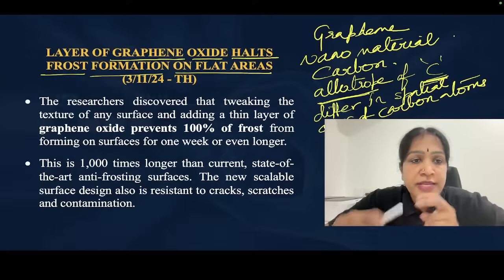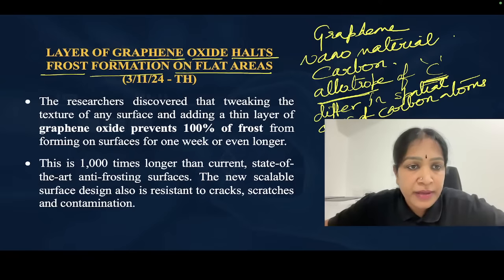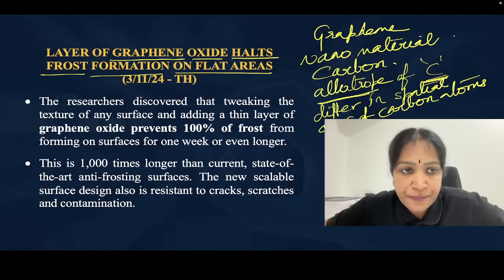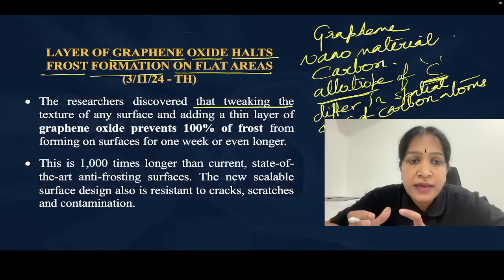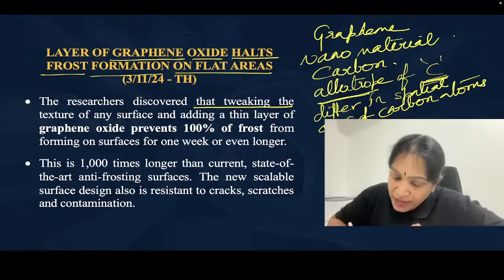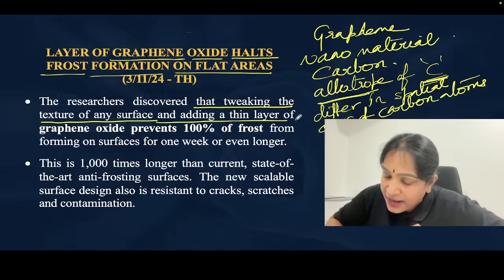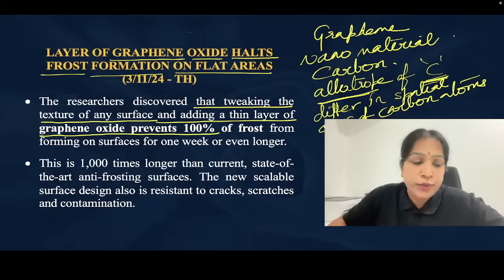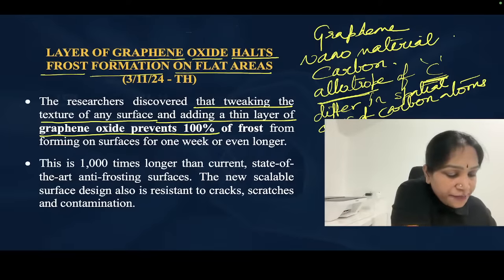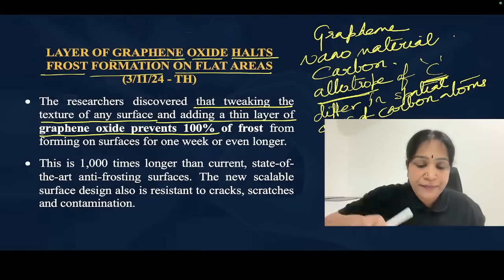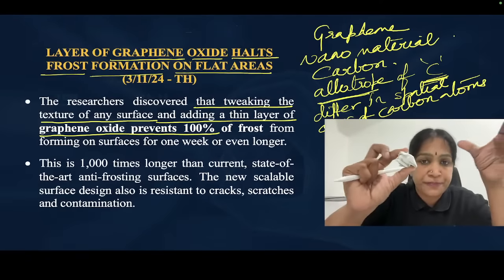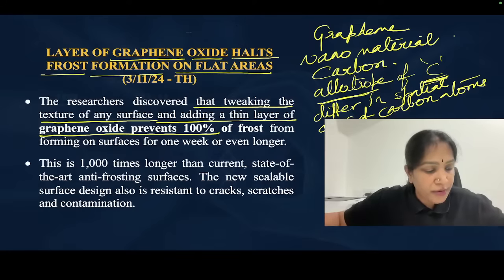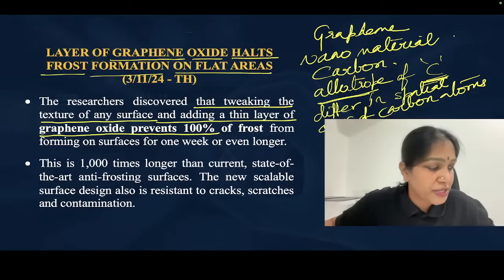Right. So what is there in the newspaper article? 3rd November 2024, The Hindu newspaper. Researchers discovered that, tweaking, which means making some modifications, tweaking the texture of any surface and adding a thin layer of graphene oxide to it. Fullerenes are three-dimensional, they will have length, breadth and depth also. For example, it is a fullerene. It has length, breadth, and also depth. It's a three-dimensional structure. Graphene is a two-dimensional structure.